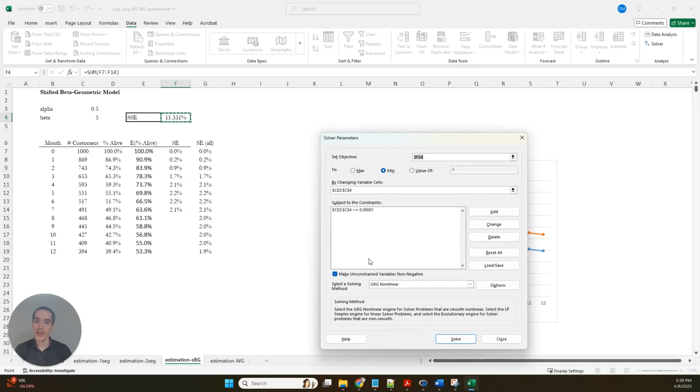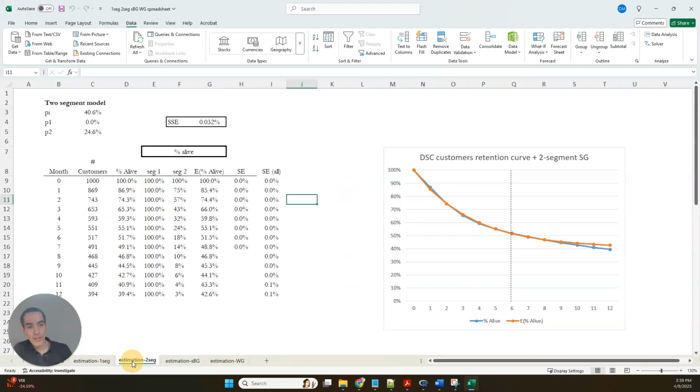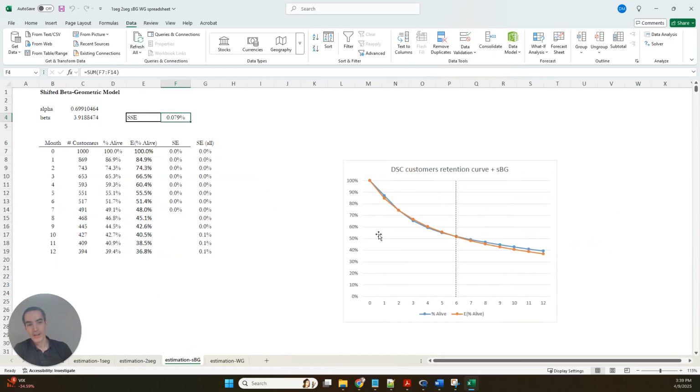Now the cool thing is, this model is actually simpler from a parametric perspective than the 2-segment model. It has 2 parameters, whereas the 2-segment model has 3 parameters. And what's really cool is we can see that we're doing a really good job here of capturing that calibration period data, and our forecast is really quite good. We can see that the 2-segment model is slightly over-forecasting by the end of the data set. The SBG model is slightly under-forecasting. How about the Weibull-Gamma?